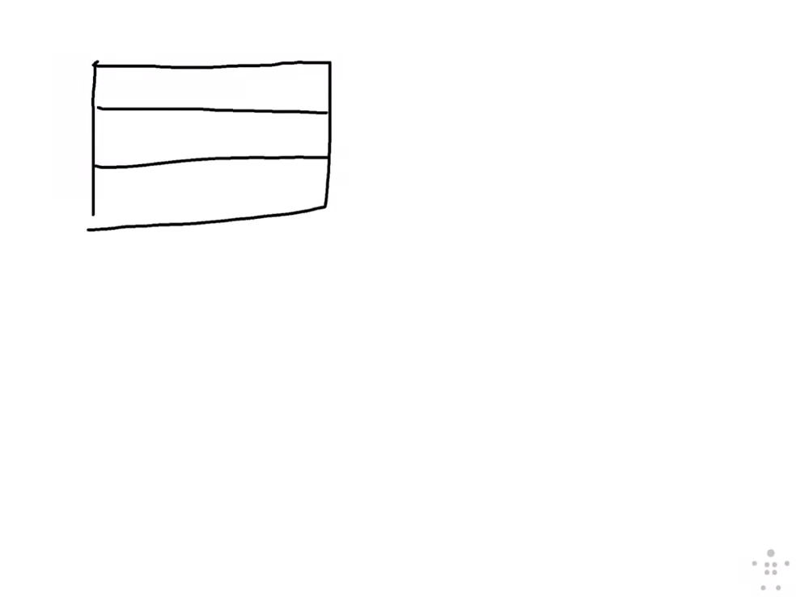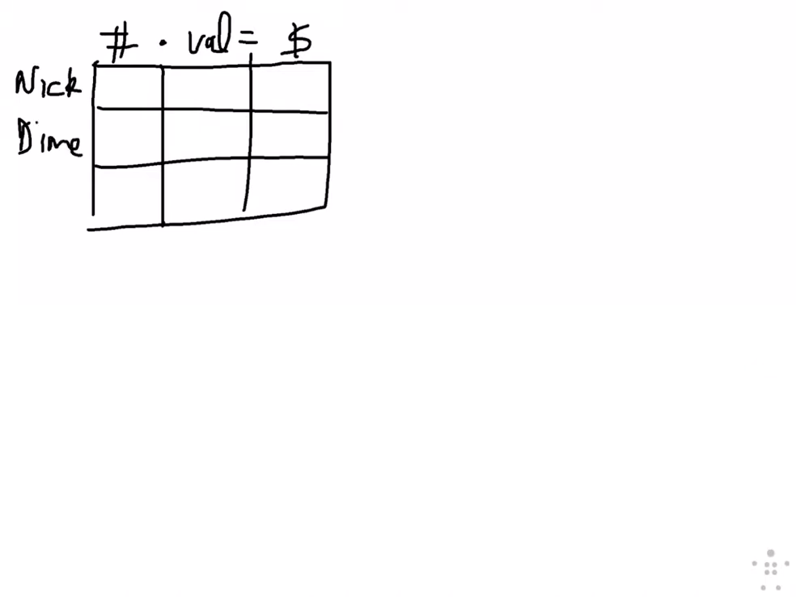Okay, number 11 is a mixture problem for coins. So let's draw our standard table. We have the number of coins times the value equals the amount of money that those coins are worth. For 11, we have nickels, and dimes, and a mix. Again, not sure we're going to be able to get our equations, but we use this to organize our data.